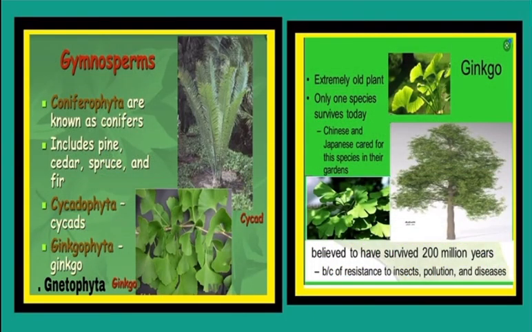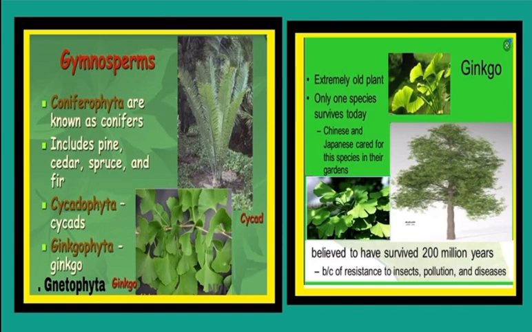Here, note some important points about gymnosperms. There are 4 main divisions of gymnosperm. Number 1, Coniferophyta, which are also called as conifers, and it includes pine, cedar, spruce and fir. Cycadophyta, which includes cycads, and Ginkgophyta, which include ginkgo, and Gnetophyta.